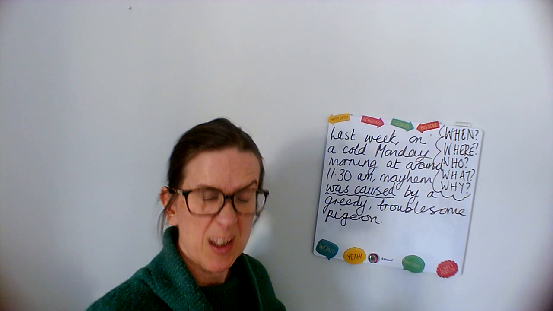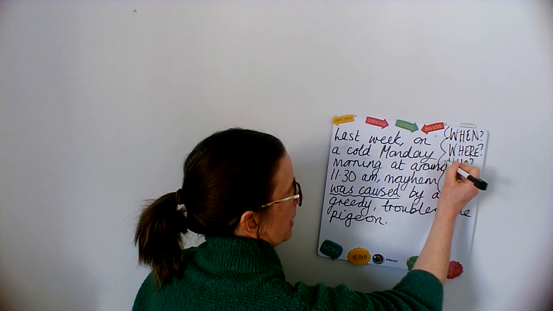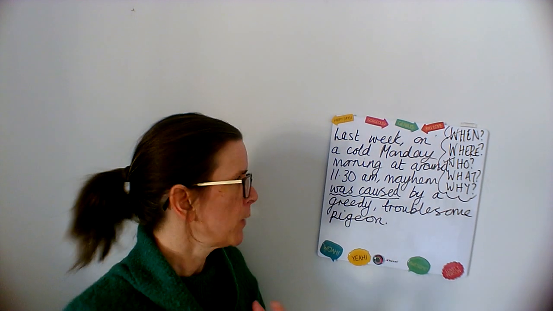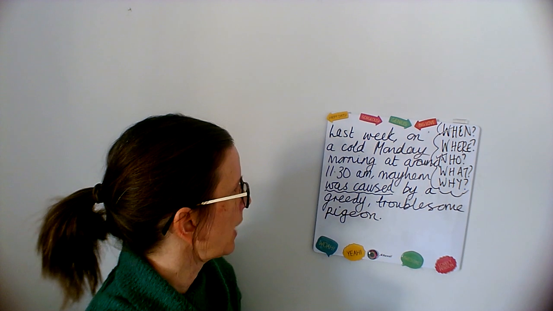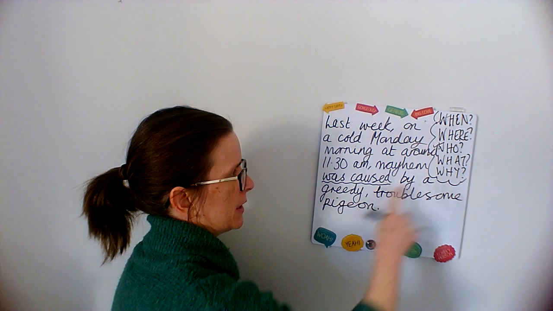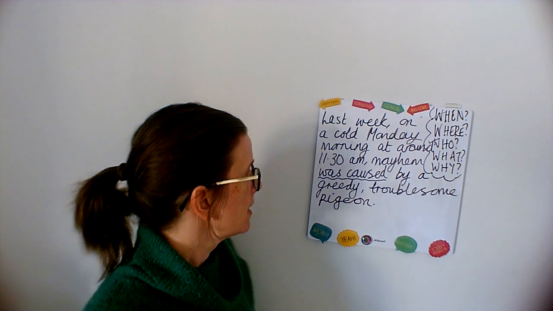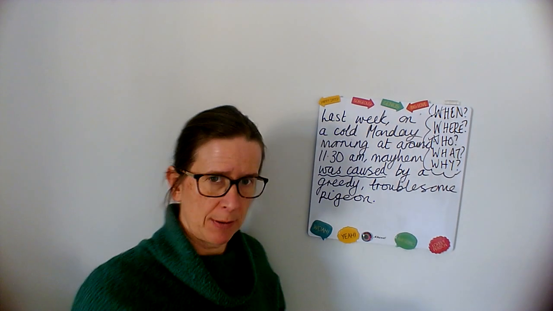So I've described when. I haven't described where yet, so I can do that in a minute. You don't have to do it in order. I've started talking about who, but as you know, there was someone else involved in the incident as well. And I can move on to talk more about what happened and why it happened in the rest of my report. So I hope that gives you a good idea of how to get started.